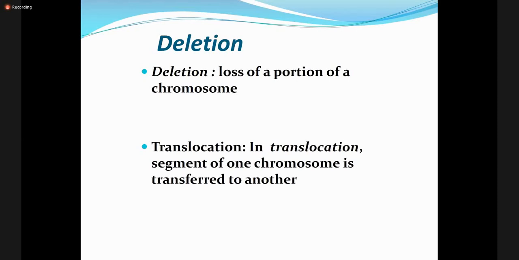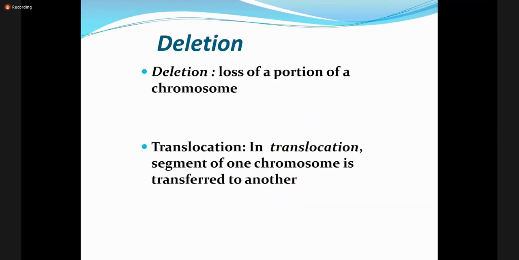But what happened in translocation? A segment of one chromosome is transferred to another. What happened in deletion? A whole portion of the chromosome is deleted. And in translocation, one segment is transferred to another chromosome. If in between a translocation happened, where one segment is moving to the other chromosome and the other chromosome's segment is moving to the previous one, that is balanced translocation. A very important translocation is t(9;22), which occurs in CML.